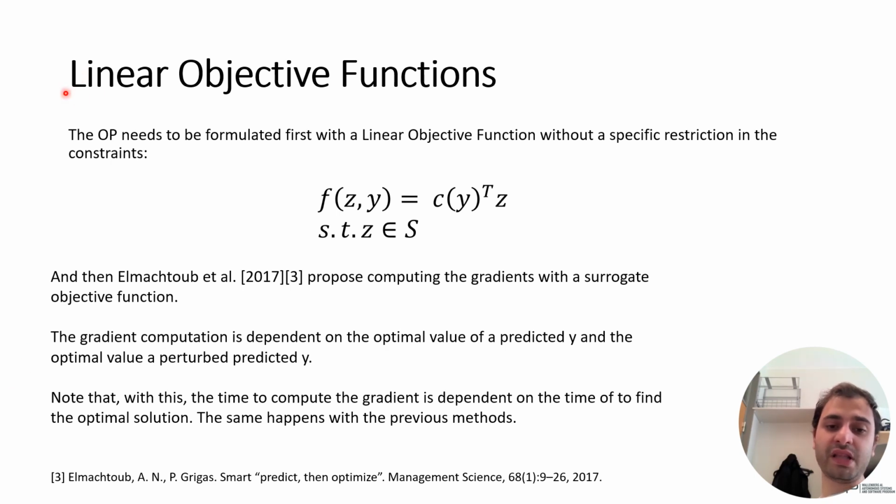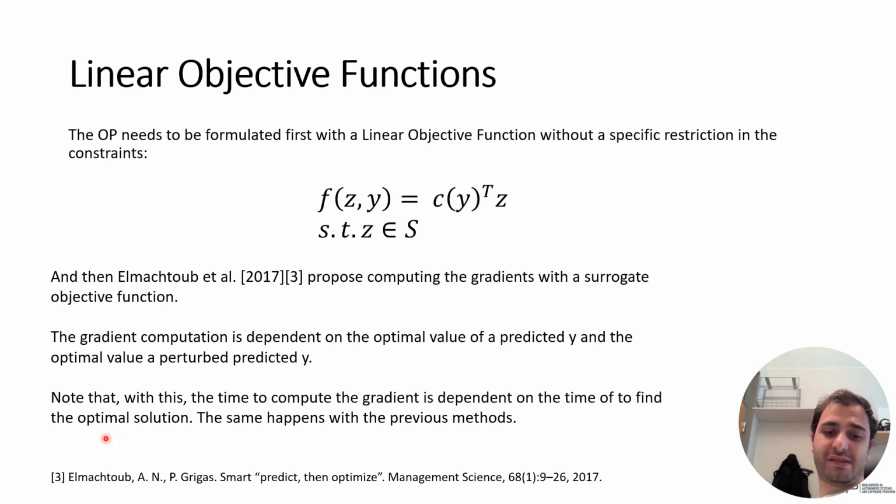Other approaches deal with linear objective functions, but they don't put restrictions on the constraints. So they are not necessarily linear programming. They actually contain the linear programming set, but they are not only linear programming. They don't put a restriction on the constraints. In this case, Elmachtoub 2017 proposed computing the gradients with a surrogate objective function. So the gradient computation depends on the optimal value of a predicted Y and the optimal value of a perturbed predicted Y.